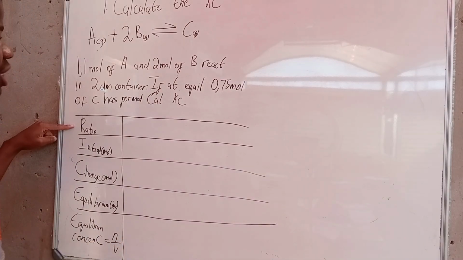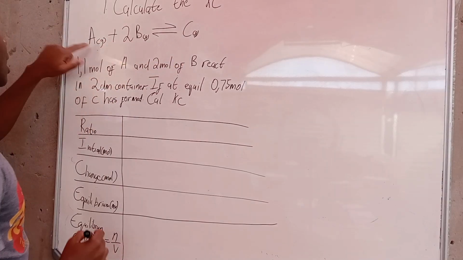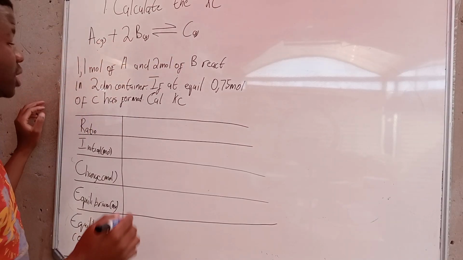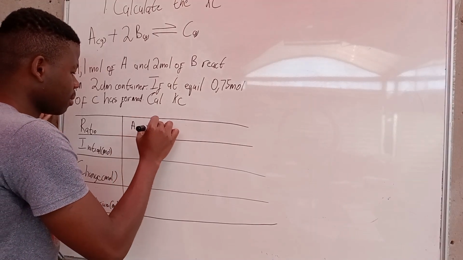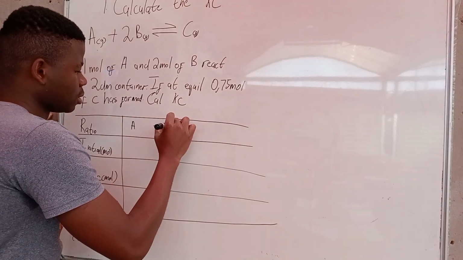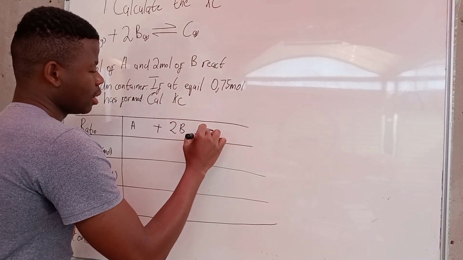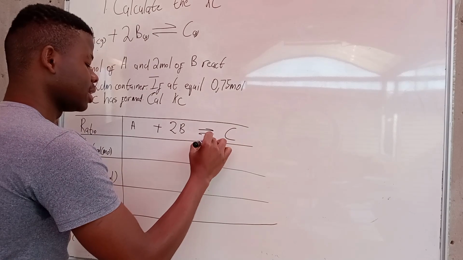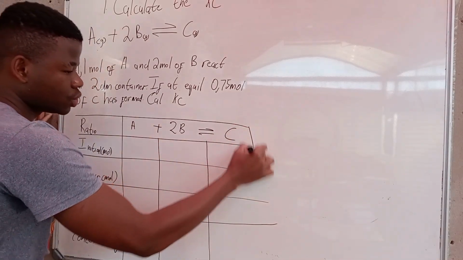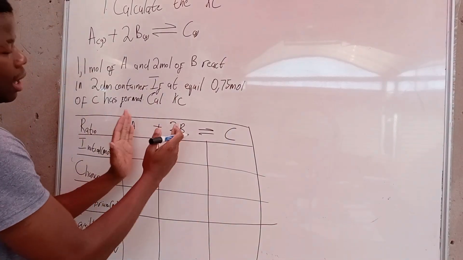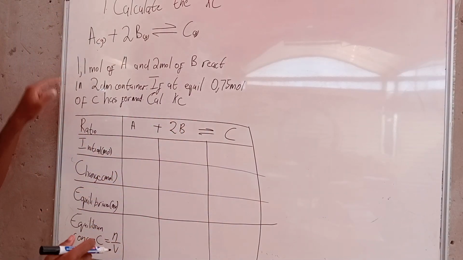So here on the ratios, we are going to substitute the compounds that we are given. So it's going to be A plus 2B, and our product is C. Then you draw columns according to how many elements or compounds you are given.